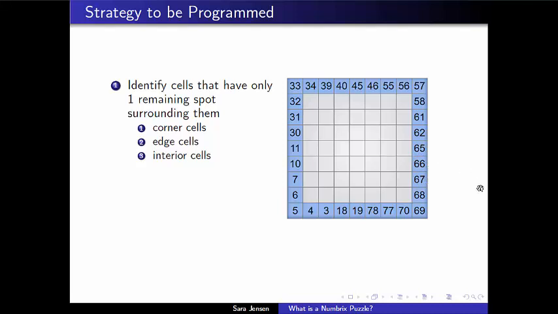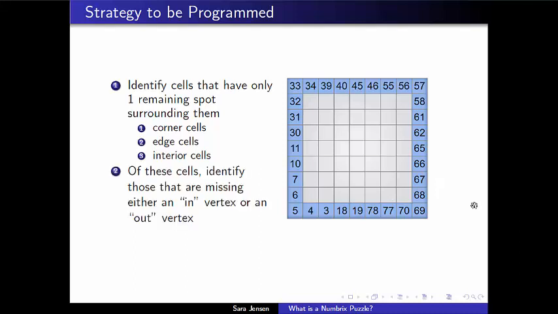So we'll have to add another layer of checking to the process that we're looking at, which is of these cells that have only 1 adjacent cell remaining, we want to only identify those that are missing what I've called either an in vertex or an out vertex, that are missing currently a way into the cell or a way out of the cell. So trying to focus not on cells like 66, but on cells like 7, where there's a way into the cell, but no current way out of the cell, because that's what's going to force the value of this final adjacent cell.